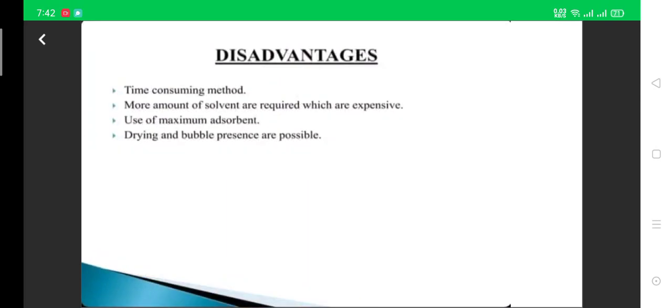Disadvantages of column chromatography: it is a time consuming method. A larger amount of solvent is required, which is expensive. Use of maximum adsorbent, and drying and bubble presence are possible.